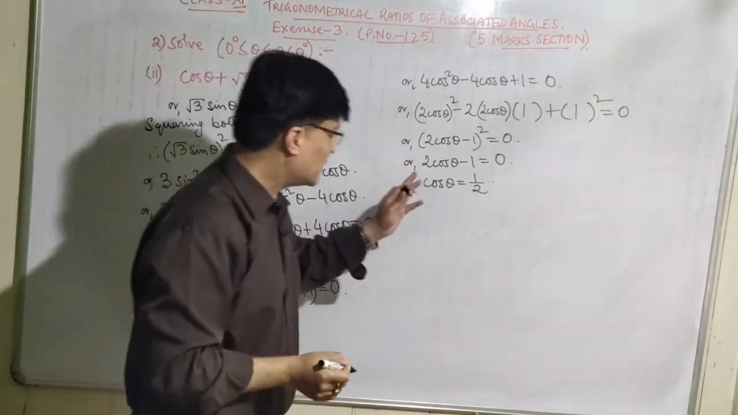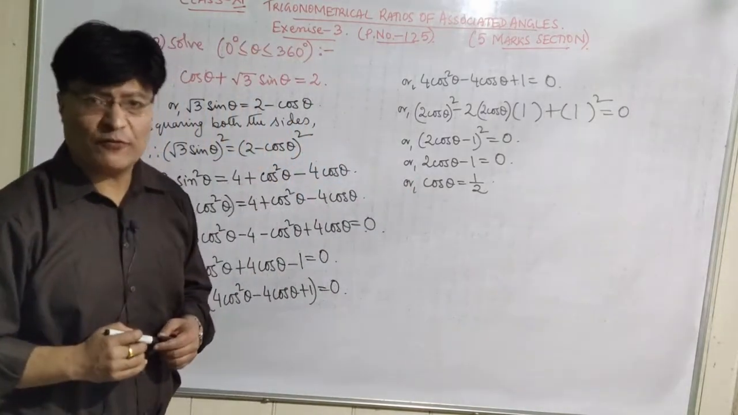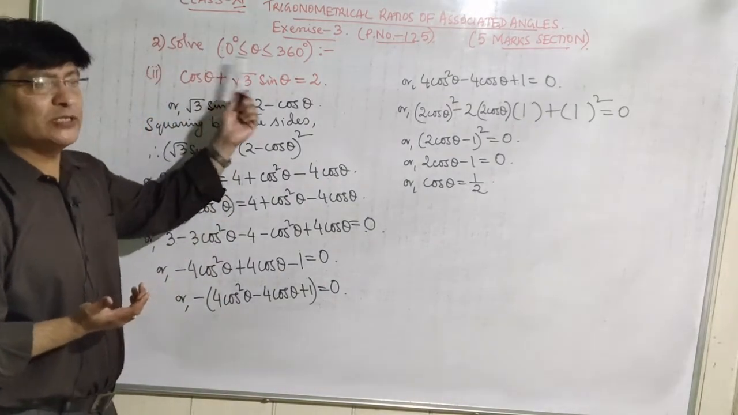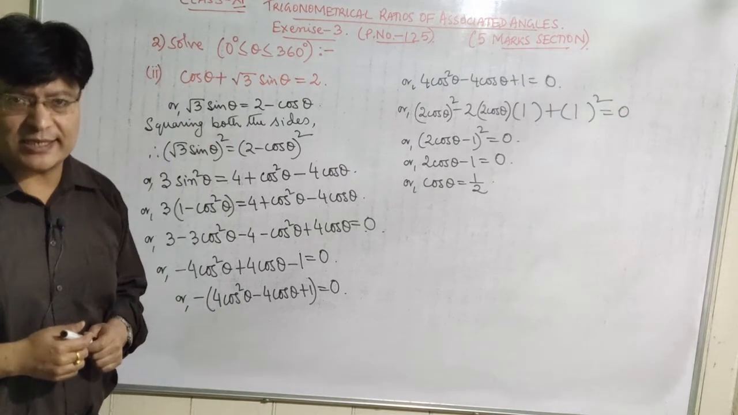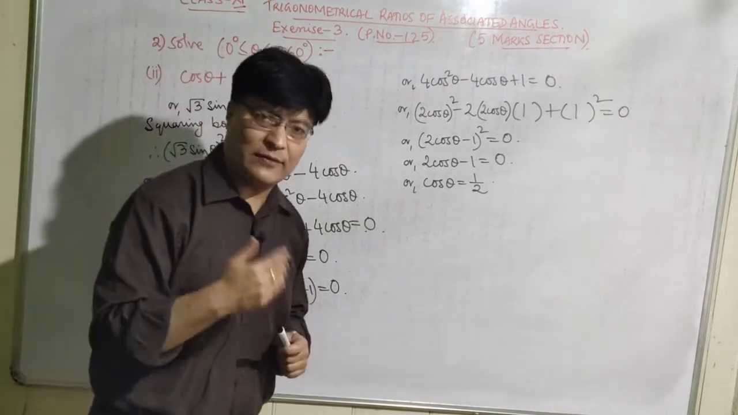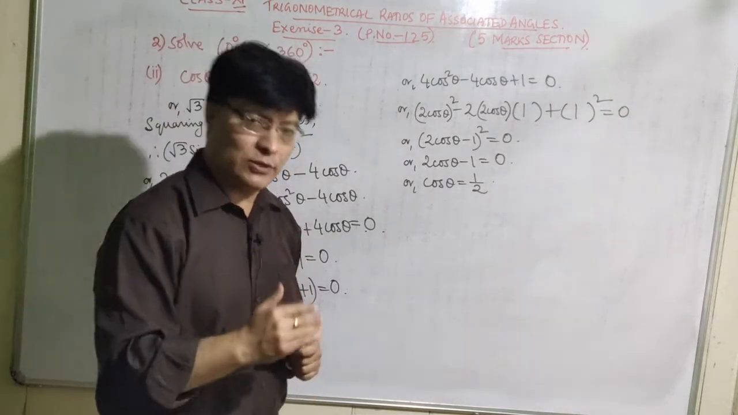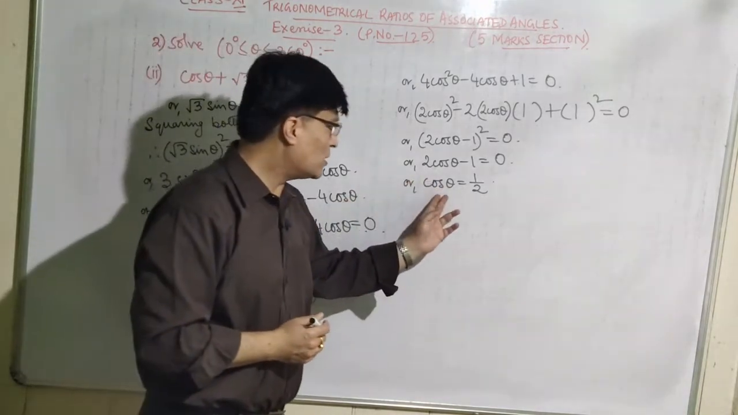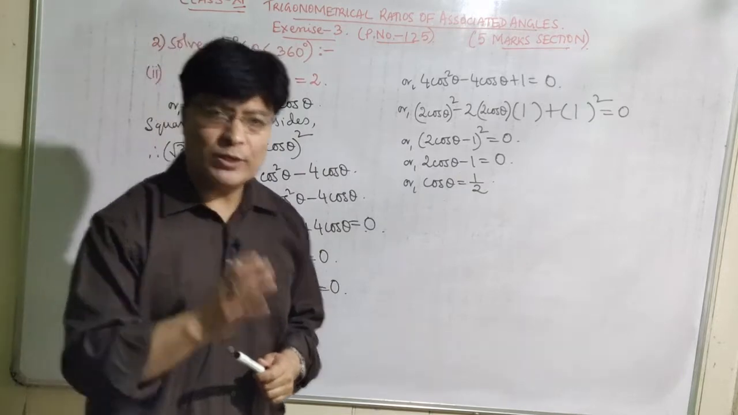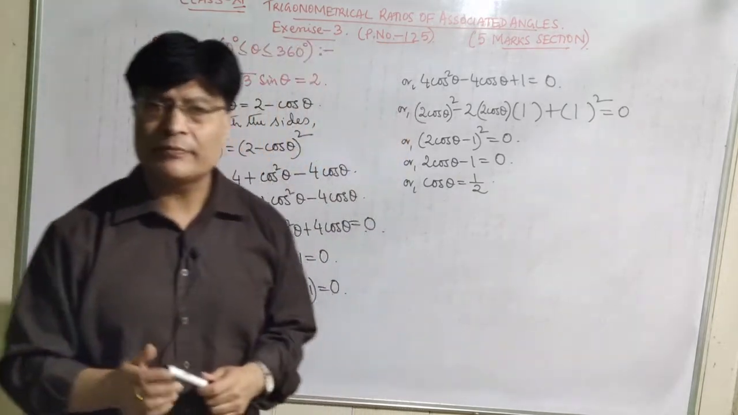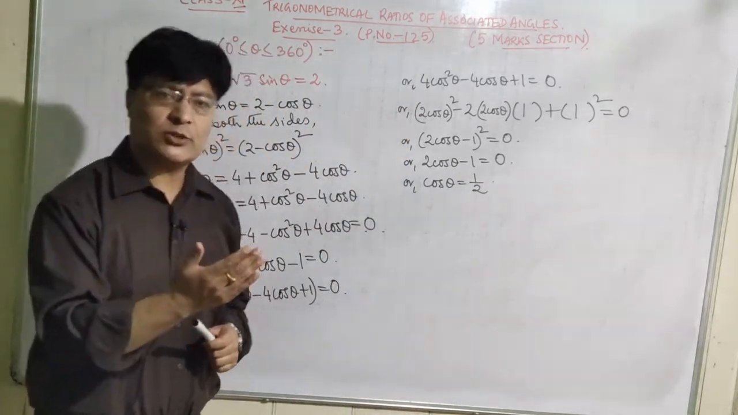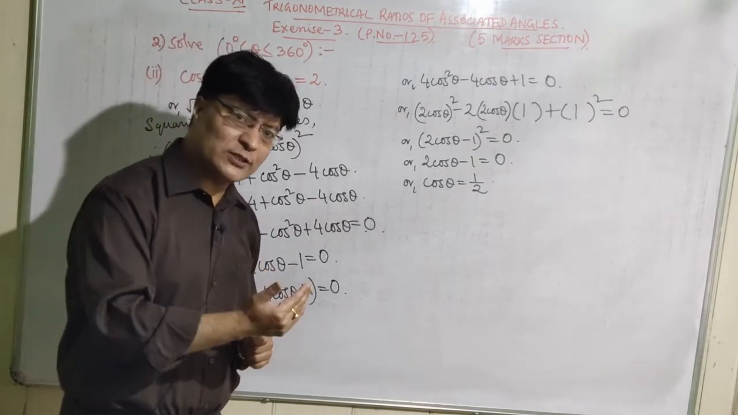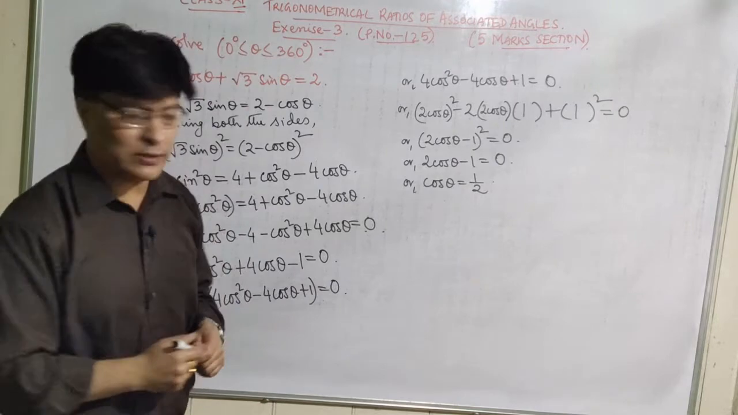So now you have to get the value for theta here. You have to solve for theta, and theta lies within 0 degree and 360 degree. That means theta may lie in the first quadrant, second quadrant, third quadrant, and the fourth quadrant. So here cos theta is positive. In which quadrant is cos theta positive? Cos theta is positive in the first quadrant and in the fourth quadrant. So you have to find out the angle in the first quadrant as well as in the fourth quadrant.